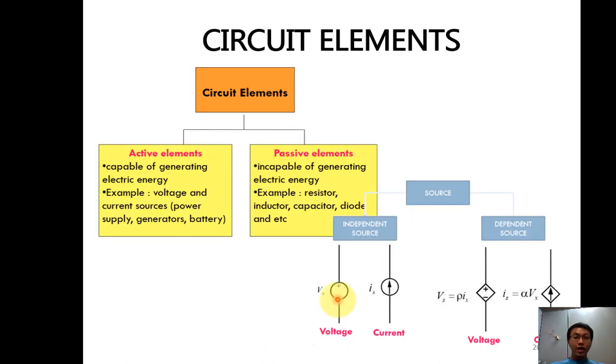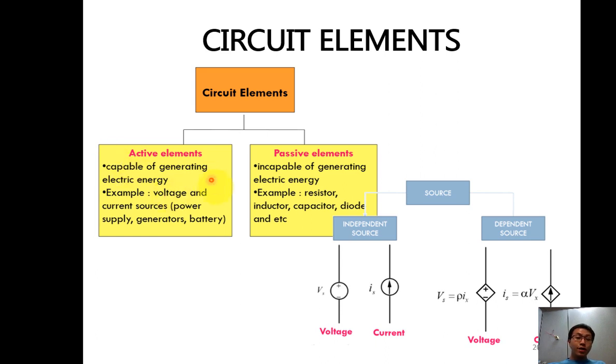Okay? Next, we'll talk about circuit elements. For a circuit element, we have two types: one is an active element, one is a passive element. The question is, what is an active element? What is a passive element?